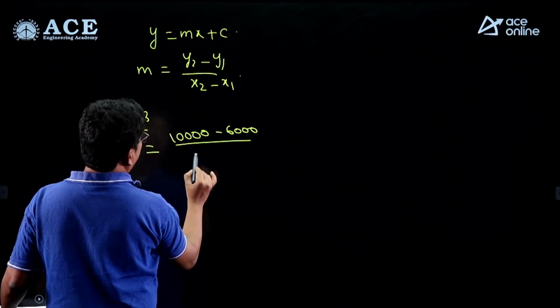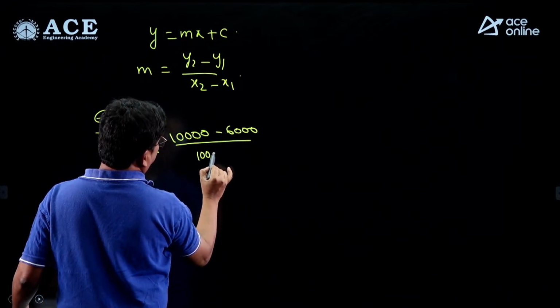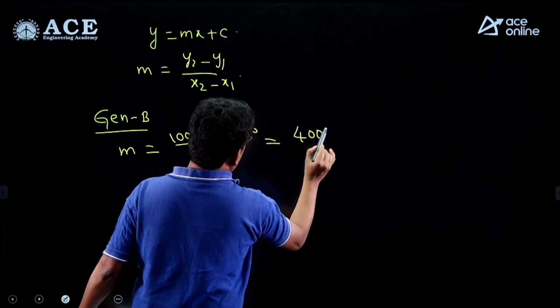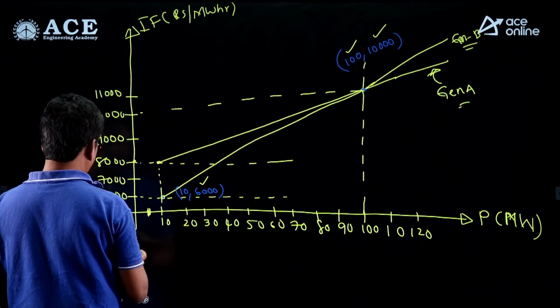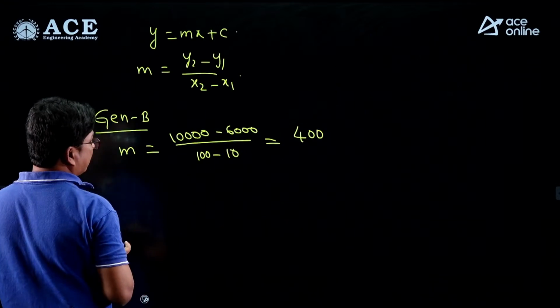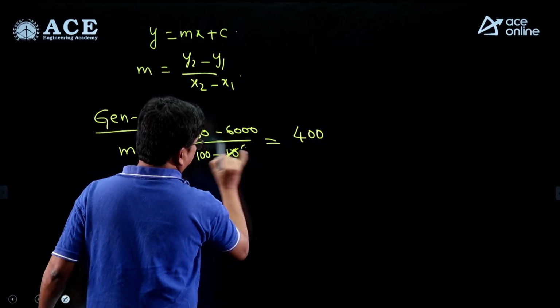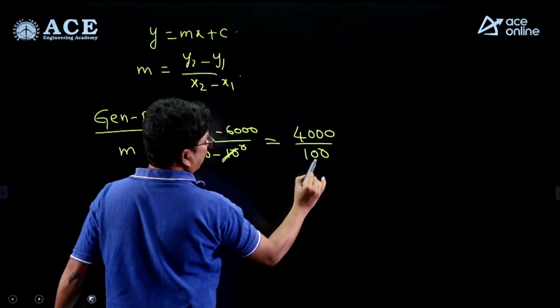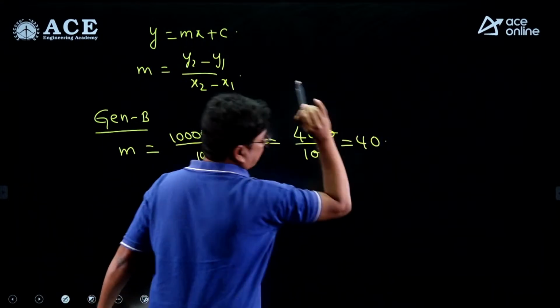It is 100 minus 10, x2 minus x1. So it is 4,000. It's 0, I think so. They have sent from this one also. This is also from 0 point, right? So if it is 0, not 10, it will be 0. It will be 4,000 divided by 100. It will be 40. 40, right?